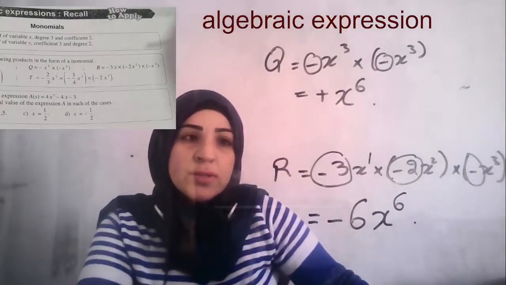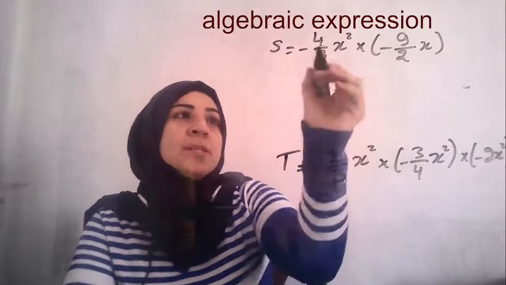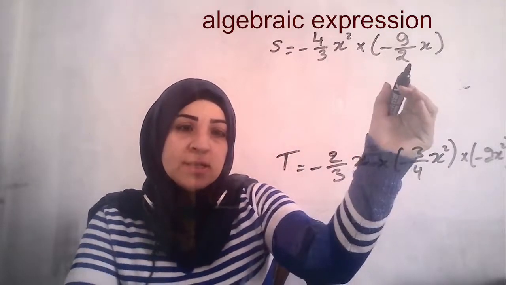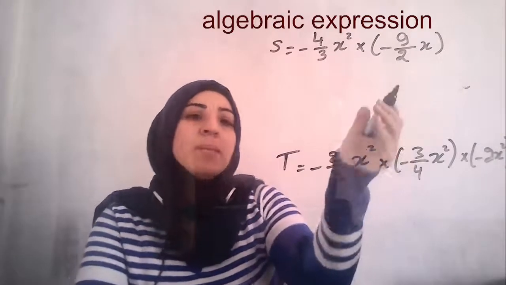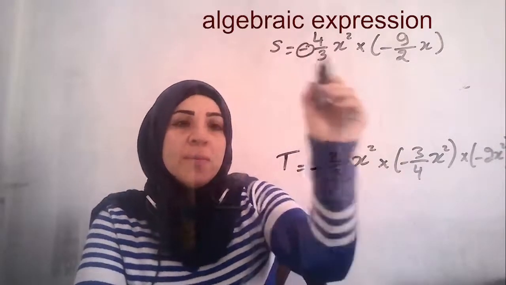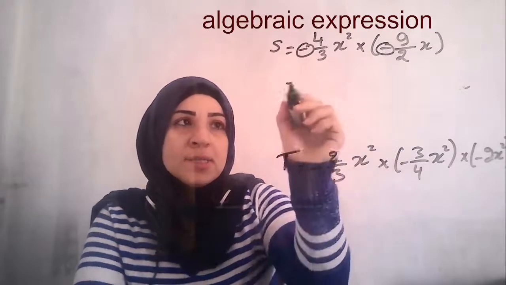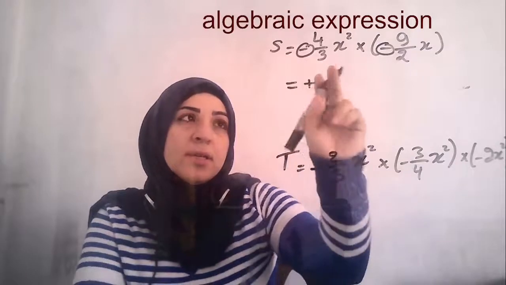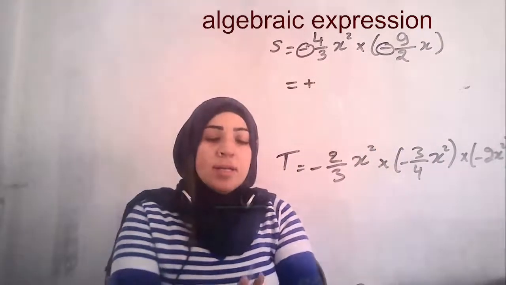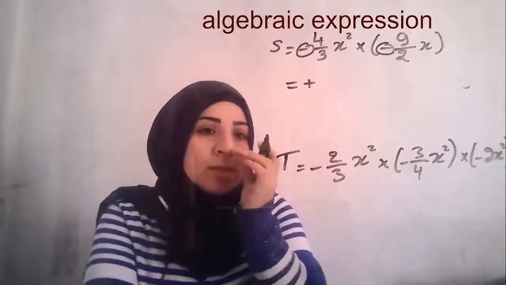Let's continue. S equals minus 4 over 3 x squared times minus 9 over 2 x. The same rule is always applied. I have to multiply the coefficients by each other. Here we have minus and minus. It's a plus, positive, since when we have an even number of negative signs multiplied by each other, it's always positive.